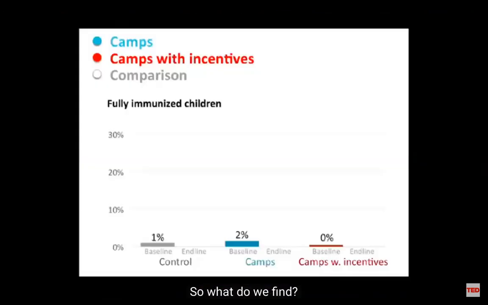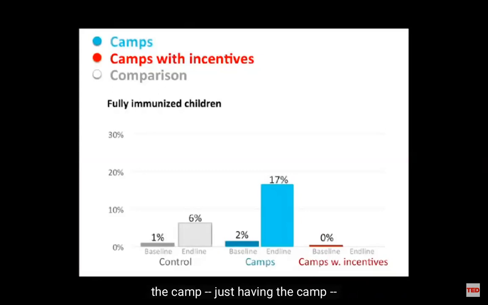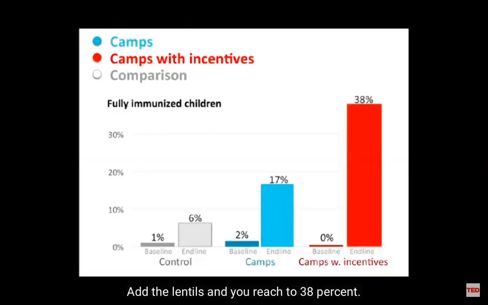So what do we find? Well, beforehand, everything is the same. That's the beauty of randomization. Afterwards, the camp, just having the camp, increased immunization from 6% to 17%. That's full immunization. That's not bad. It's a good improvement. Add the lentils, and you reach 38%.